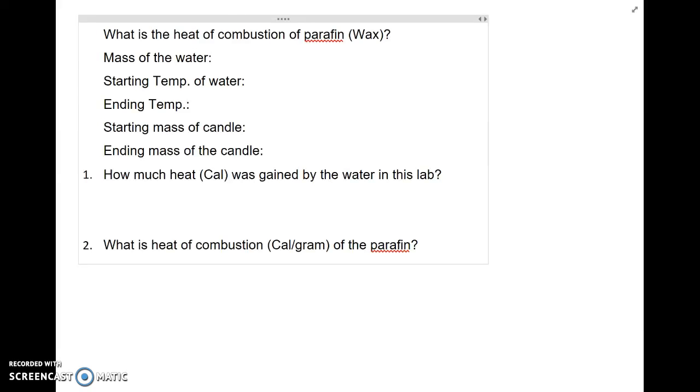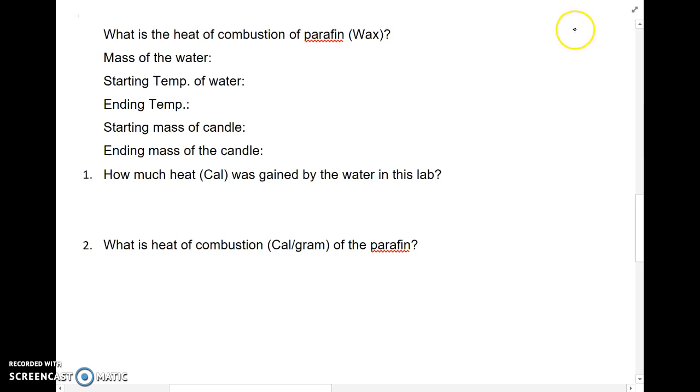All right, so we're talking about calorimetry here, the study of heat exchanges. What we're going to be doing is just practicing some calculations for a lab that we're going to do, calculating heat of combustion of a candle. And here we're going to be talking about calories per gram. So again, we're talking about heat transfer.